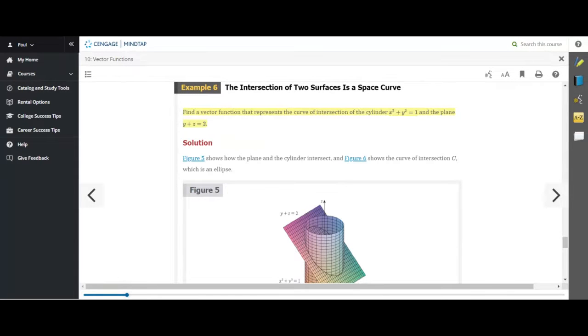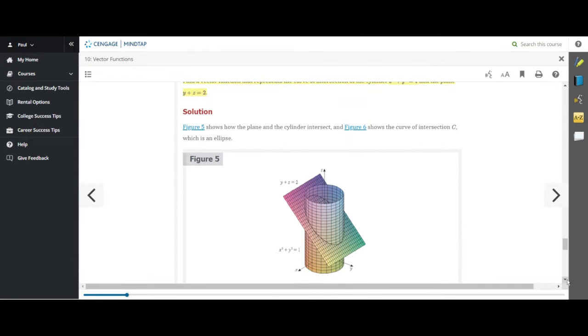if you have two surfaces and the surfaces intersect, you're going to get a space curve. So in example 6, find the vector function that represents the curve of intersection of a vertical cylinder and the plane y plus z equals 2. They have a picture here, and we'll get into MATLAB soon, but here's a picture of the situation.